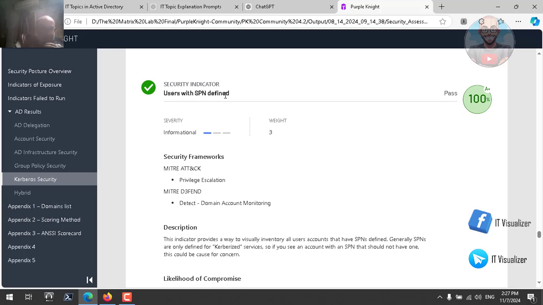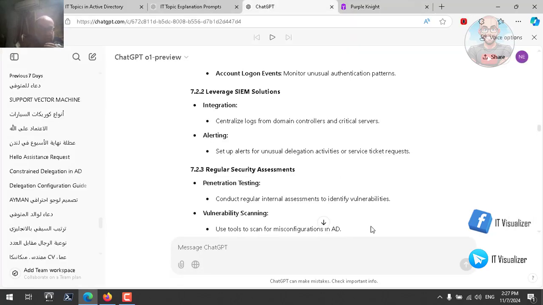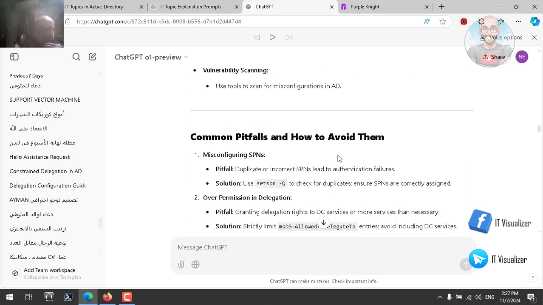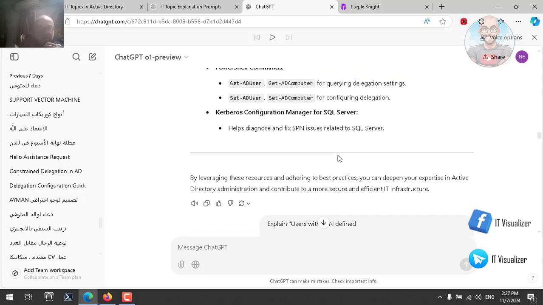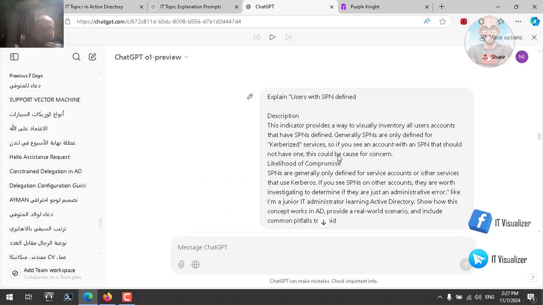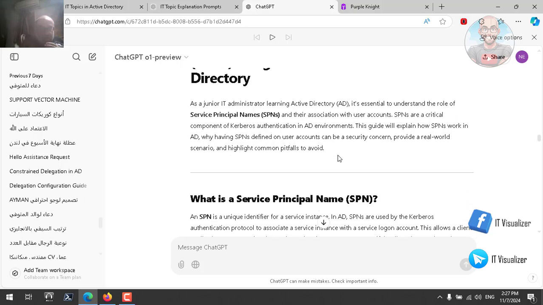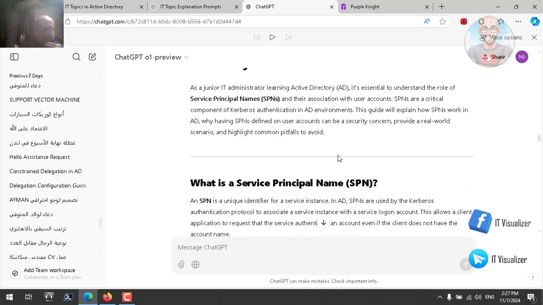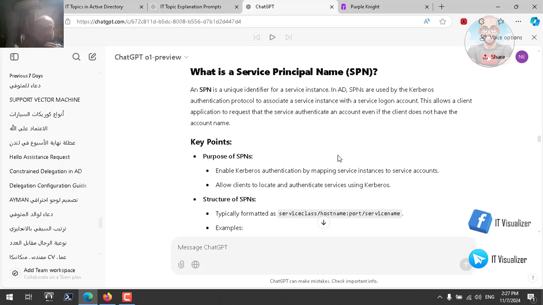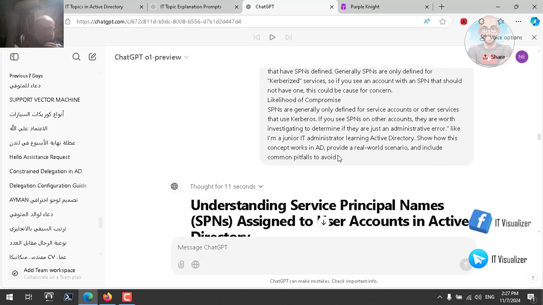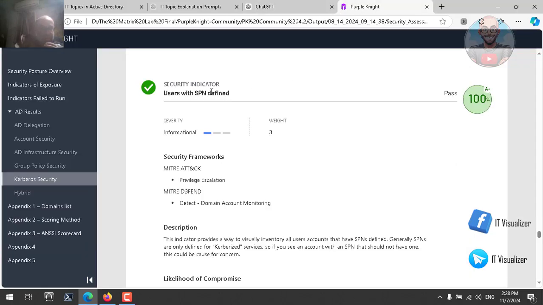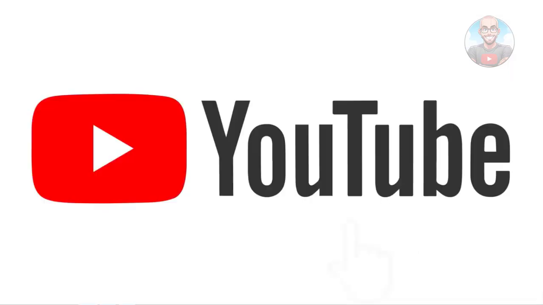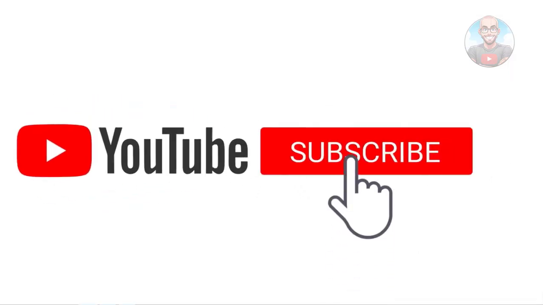So if we see the answer of ChatGPT, actually I will not go further, but here I will show you the answer again concerning this one. If you go there, here we see that he's talking about the principal names. Okay, anyway, I think this is far more to comprehend. We will stop at this test, users with SPN defined. We will stop there, and we will continue in the upcoming video.